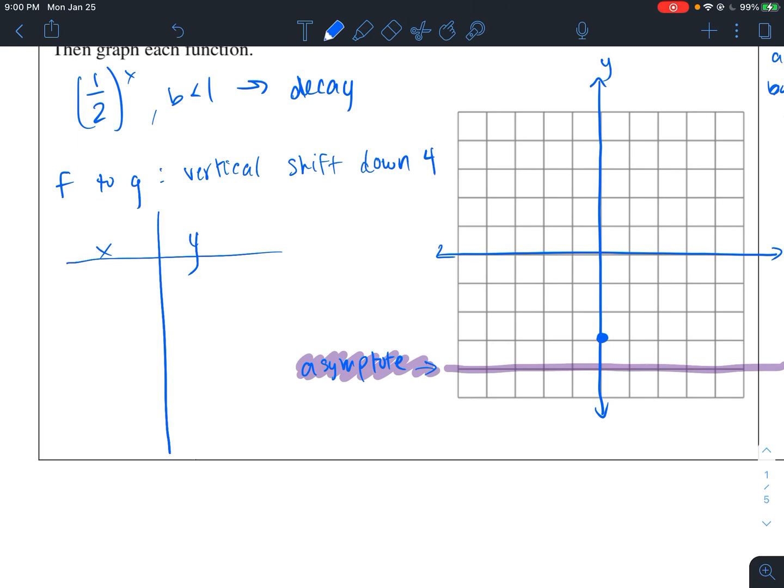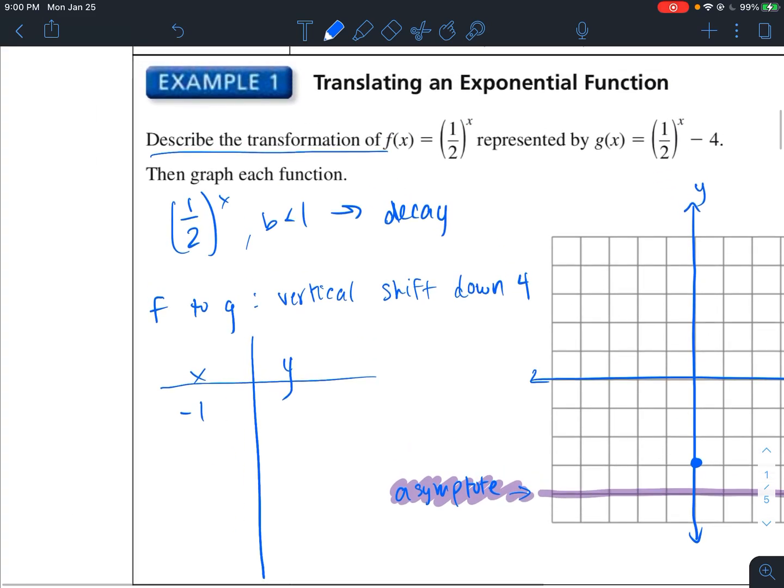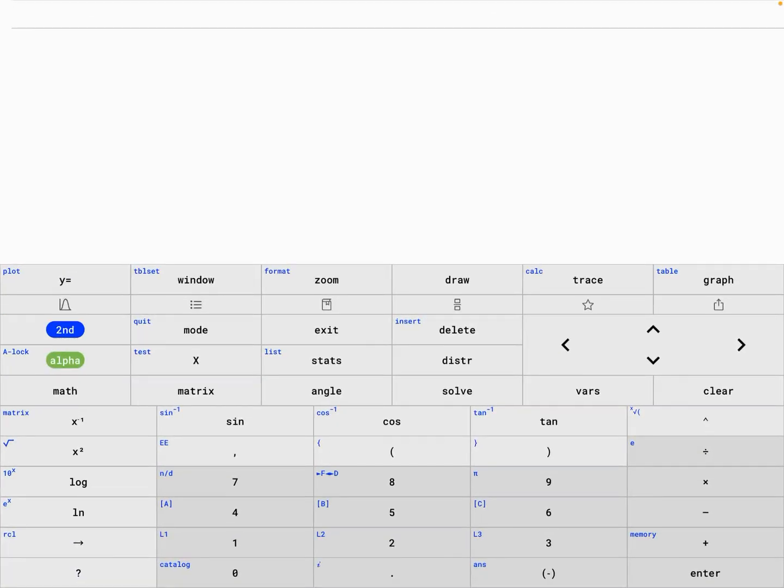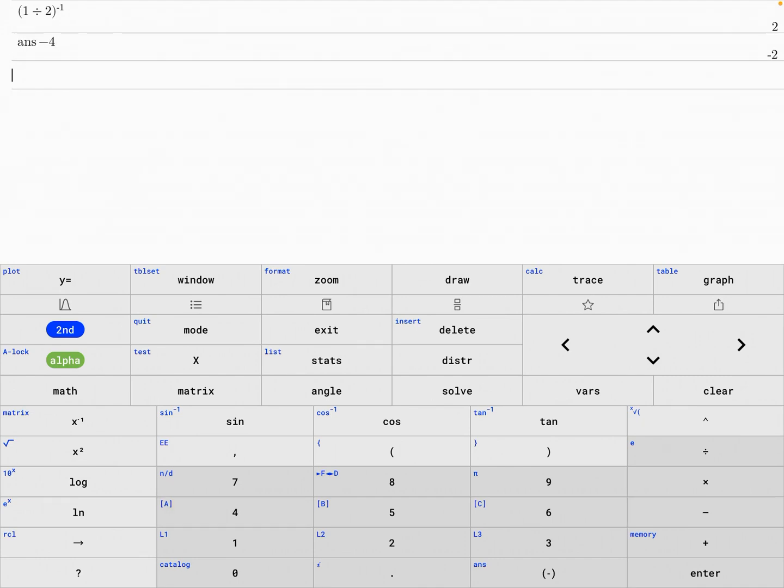So let's say what happens when x is, let's say, -2. Or let's do -1. So when x is -1, if we plug that into a calculator, so we're going to plug -1 into there. So let's try that here. If I have 1 divided by 2 raised to the -1 power, I get 2. But also remember that there's a vertical shift. That's going to be -4. So then -2.